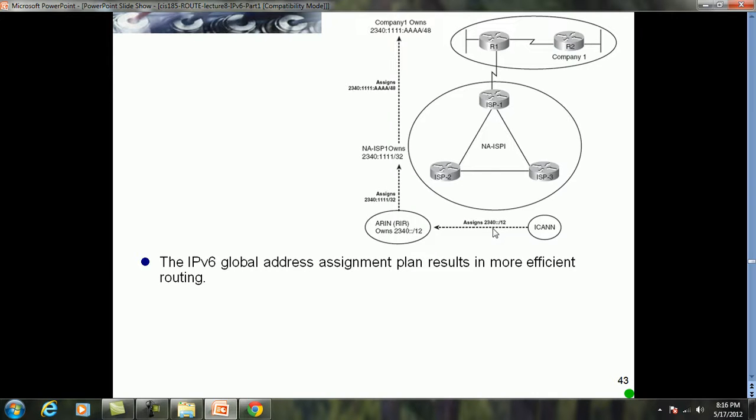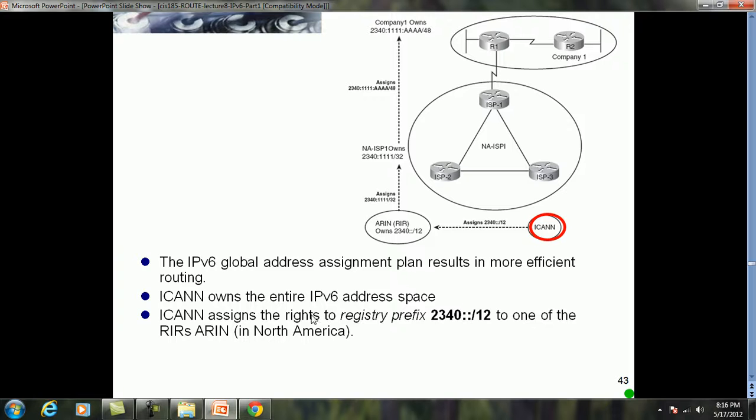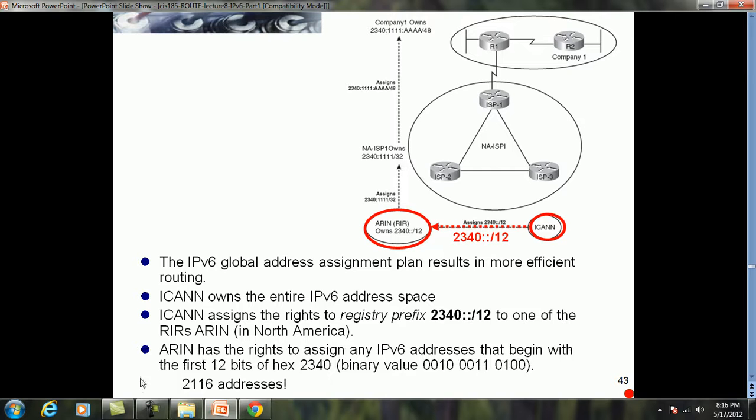I can assign this network /12 to ARIN. That is something ARIN does, I'm not going to perform it now. The regional registry, see, this guy assigns to this guy. Then, see here. I can own the entire IPv6 address space, correct? I can assign the rights to the registry prefix /12 to one of the RIRs, that's ARIN in North America. Okay? Now, this guy assigns to the lower layer, ISP1, correct? /32. ARIN has the right to assign any IPv6 address that begins with the first 12 bits of hex 2340, okay, so 2^116 addresses, correct?